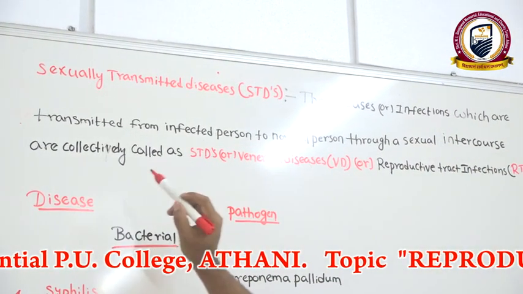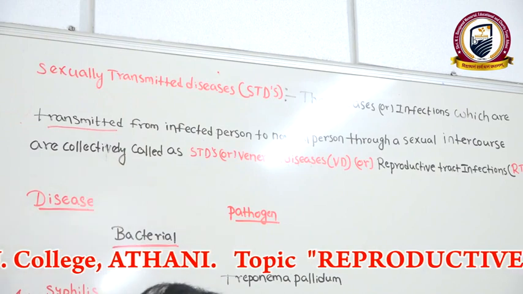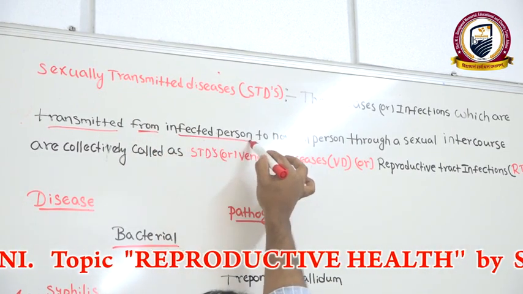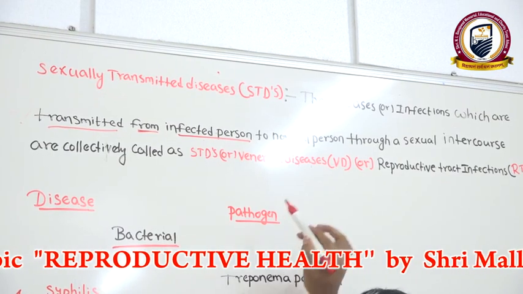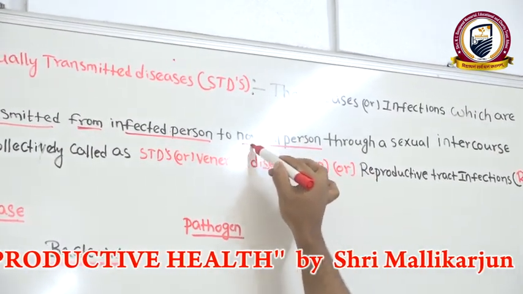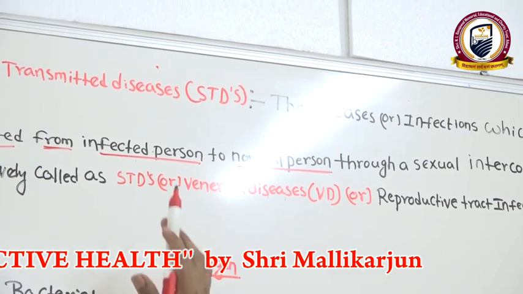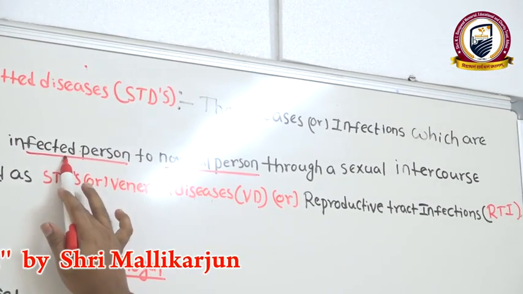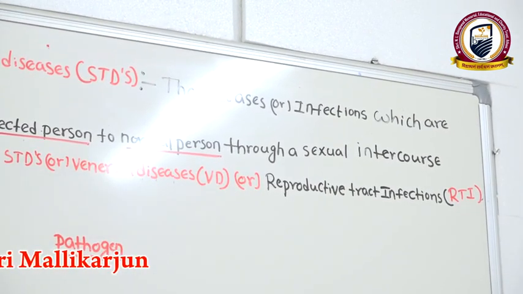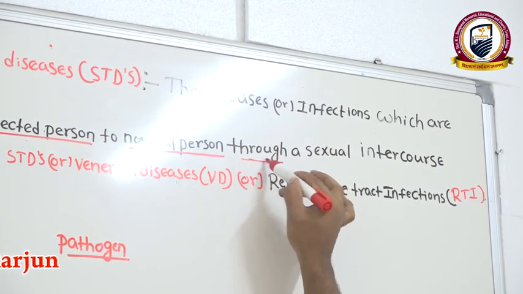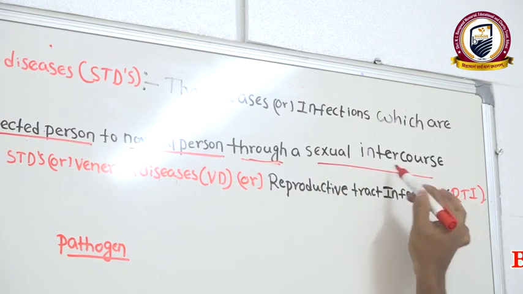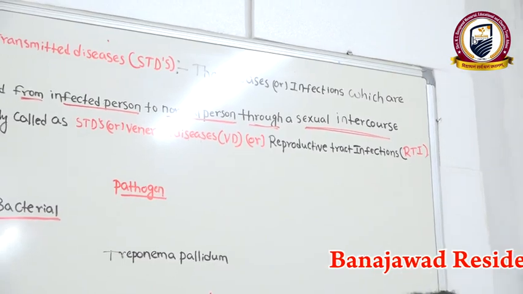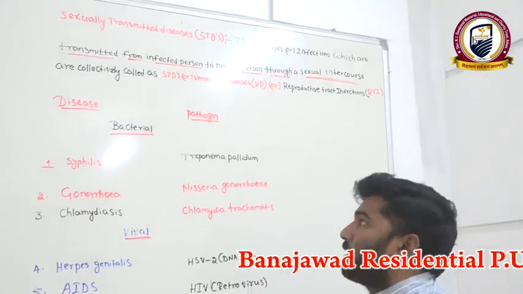Which are transmitted from an infected person to a normal person. It does not come from a normal person to a normal person. It passes from the infected person to a normal person through sexual intercourse, sexual contact. Sexual intercourse in the sense of sexual contact or sexual participation.